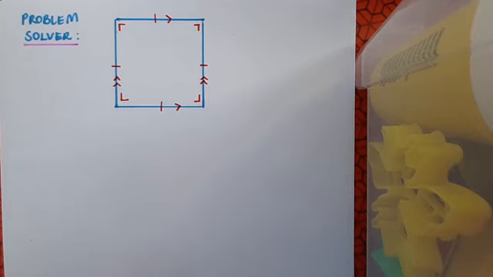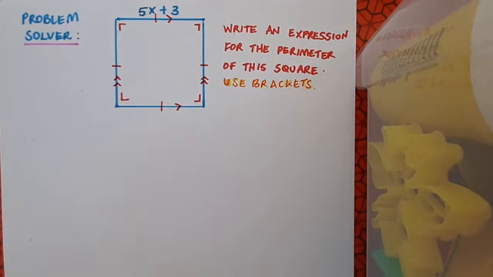I'm going to tell you that I can write an expression down for the side of the square. And I'm going to say that this expression is 5x plus 3. Now, thinking back to what we've learned in the last couple of videos, I'd like you to write down an expression for the perimeter of this square. If you could use brackets as you do this, that would be fantastic. What might such an expression look like?